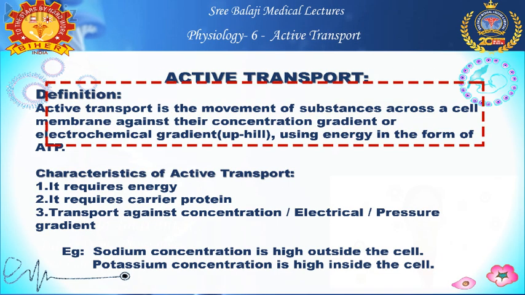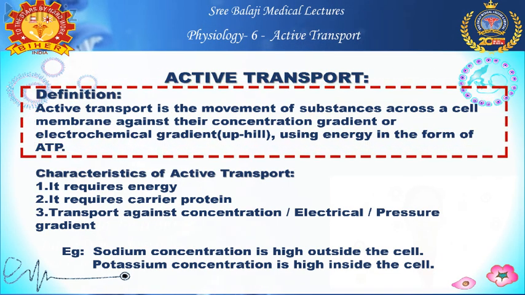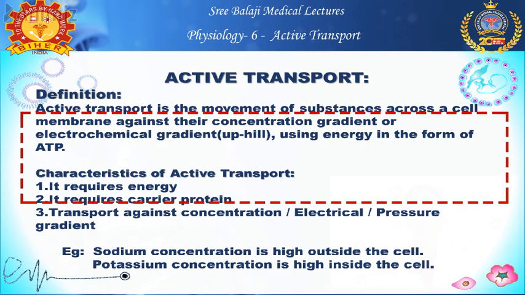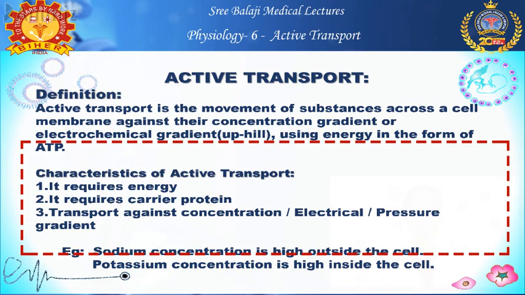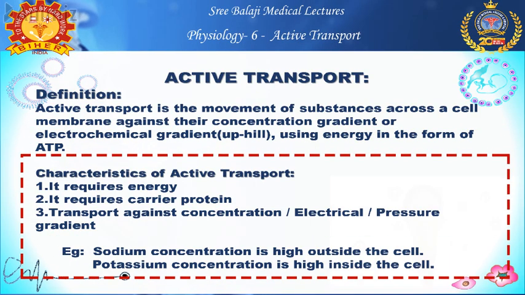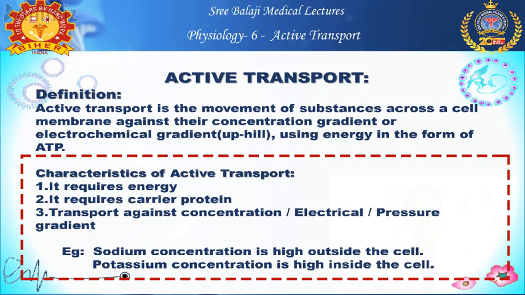Definition of active transport. Active transport is the movement of substances across a cell membrane against their concentration gradient or electrochemical gradient using energy in the form of ATP. So basically, it requires energy in the form of ATP. It requires carrier proteins, that is pumps, transport against concentration gradient, also called electrical gradient or pressure gradient. There are four keywords you must remember: against concentration gradient, energy dependent, carrier mediated, and specific. If these four features are present, it is active transport.